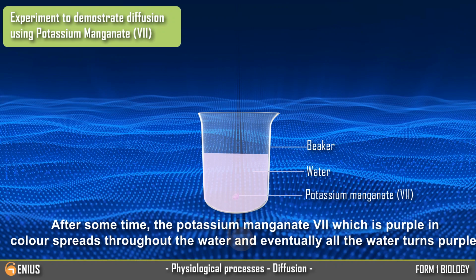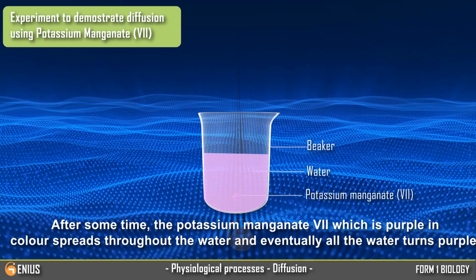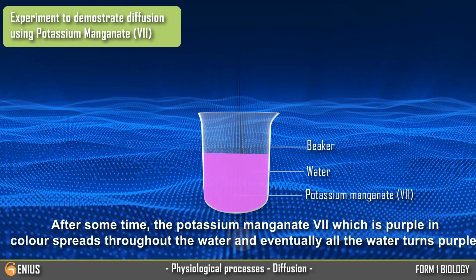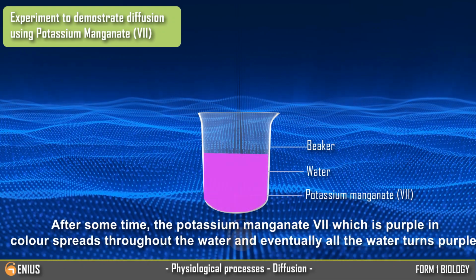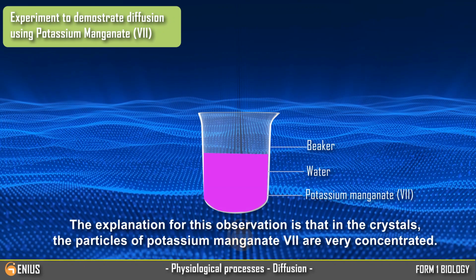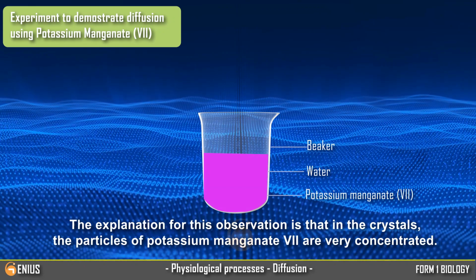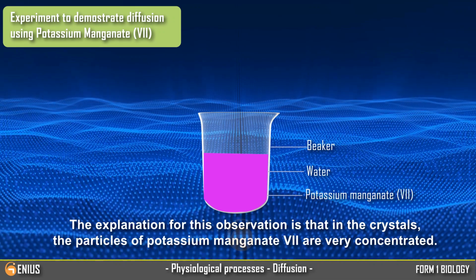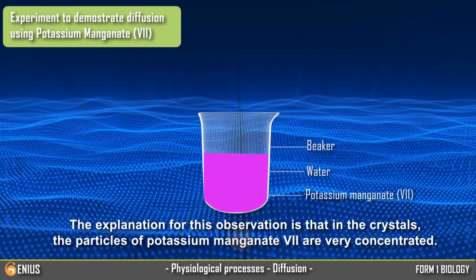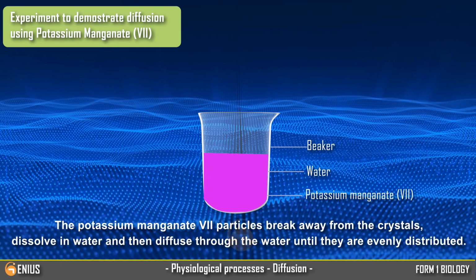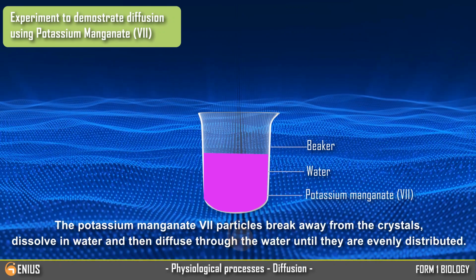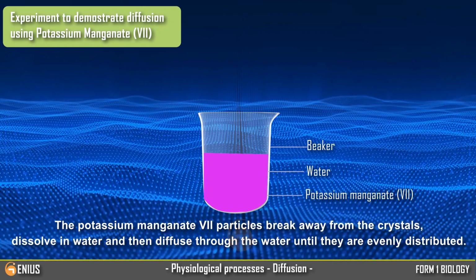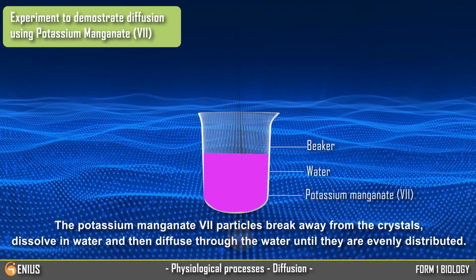After some time, the potassium manganate 7, which is purple in color, spreads throughout the water, and eventually all the water turns purple. The explanation for this observation is that in the crystals, the particles of potassium manganate 7 are very concentrated. The potassium manganate 7 particles break away from the crystals, dissolve in water, and then diffuse through the water until they are evenly distributed.